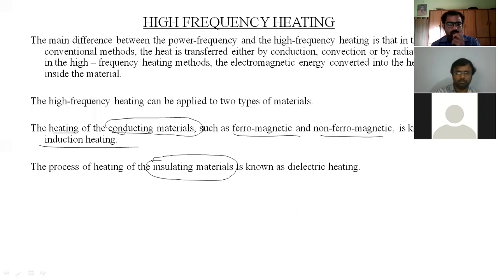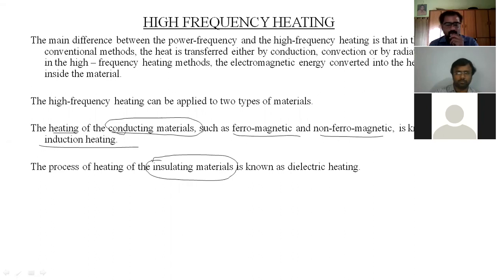Now, how do you differentiate which materials the process of heating applies to? Based upon conducting materials, the heating method we employ is induction heating, and the same high frequency heating employed for insulating materials is dielectric heating. Please remember these two points, very important. Don't get confused. Heating conducting materials gives induction heating, and heating insulating material causes dielectric heating.